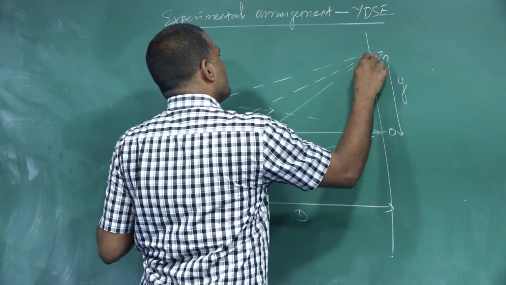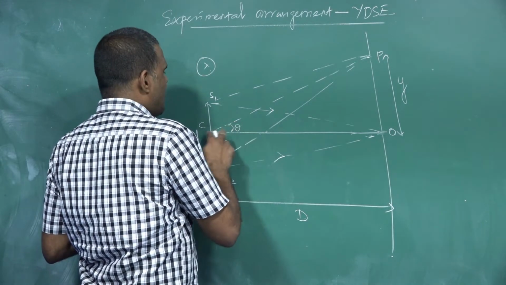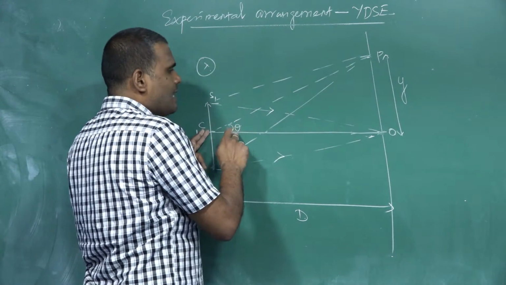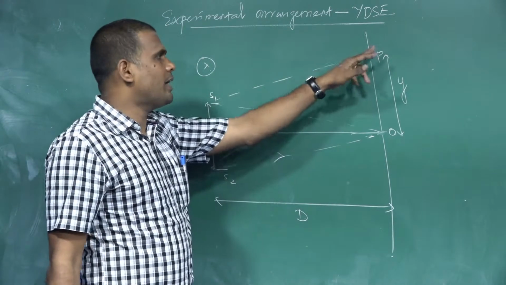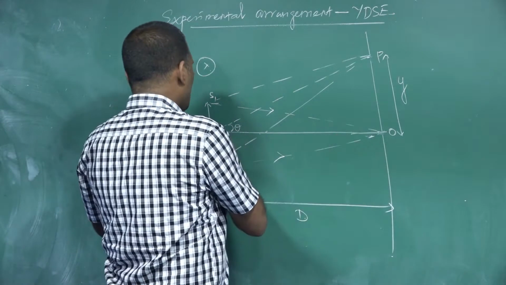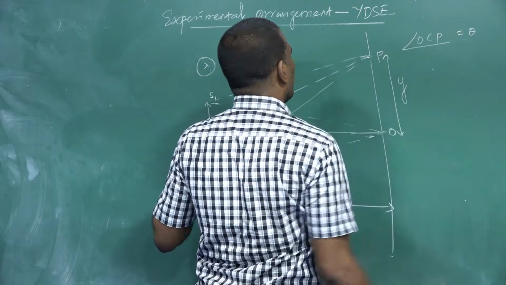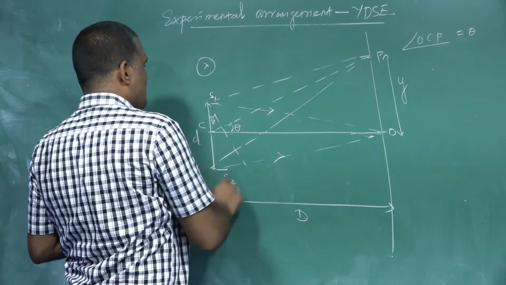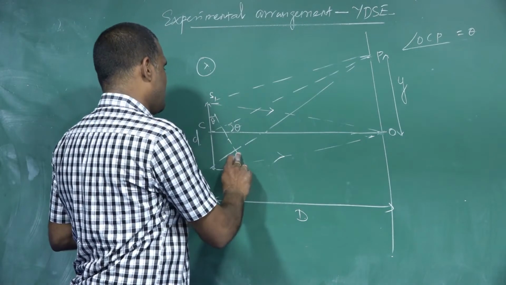Let us say the point P is at a position theta from C. In the sense, when you mark the point P from C, it makes an angle theta with respect to the horizontal. The angle OCP is equal to theta. If angle OCP is equal to theta, this angle is also equal to theta. I am just completing the diagram here. S2, S1, and let us say this is M.